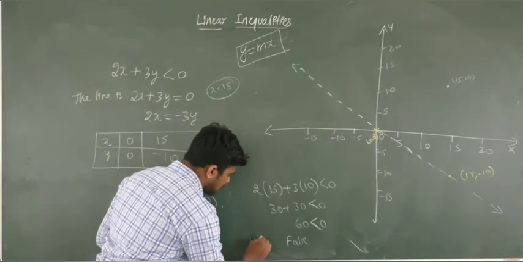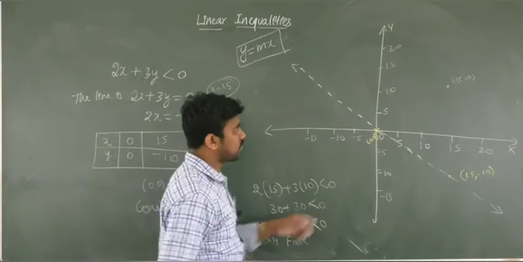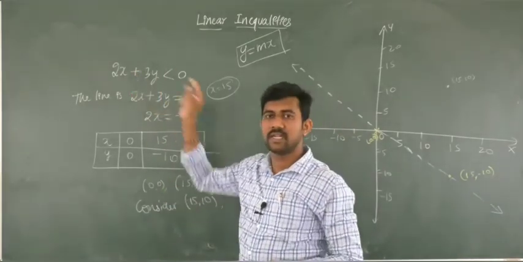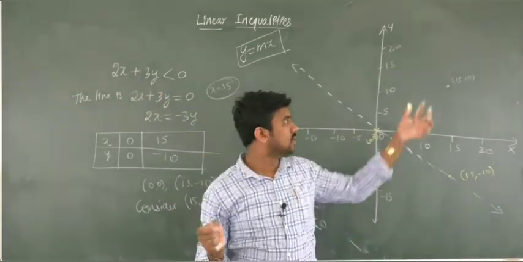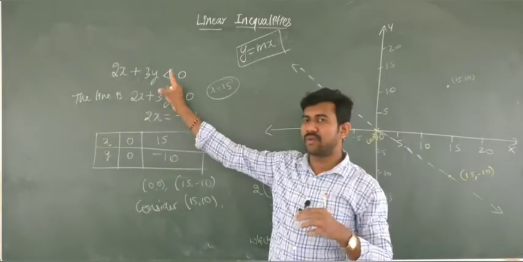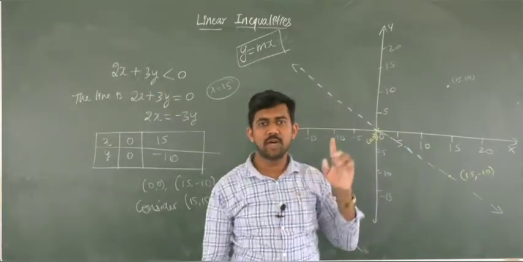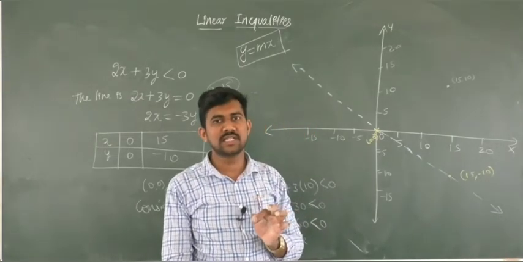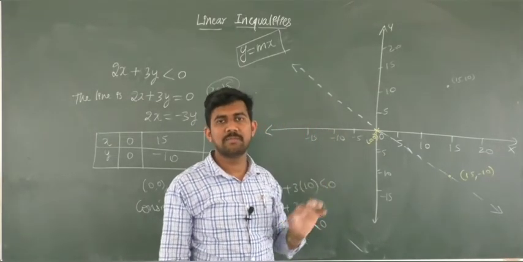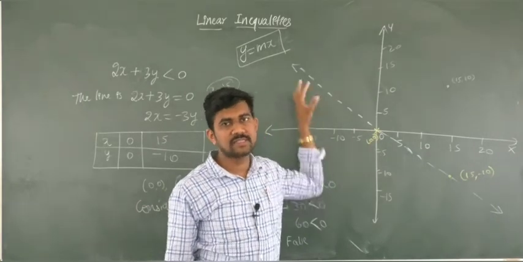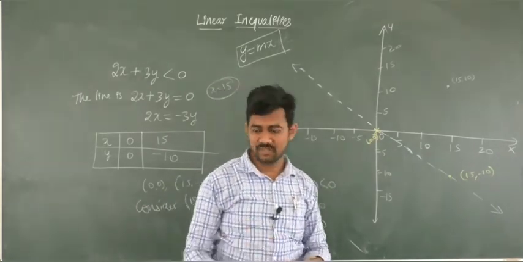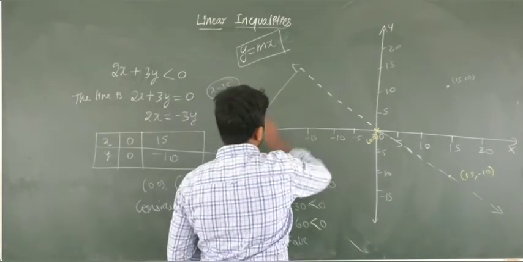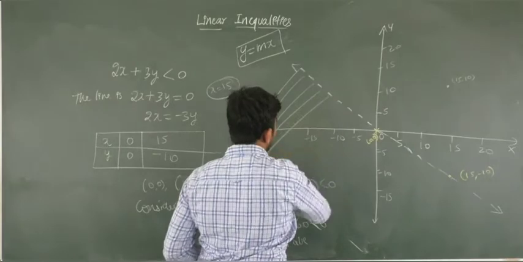We can observe the coordinates of this point do not satisfy the given inequation. So this point is not a solution of this inequation, meaning this point does not lie in the solution region. So the solution region is in the lower half plane, or the lower half plane is the solution region. Okay. So now we have to shade the solution region. This is the solution region.